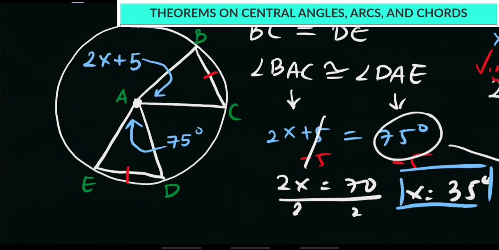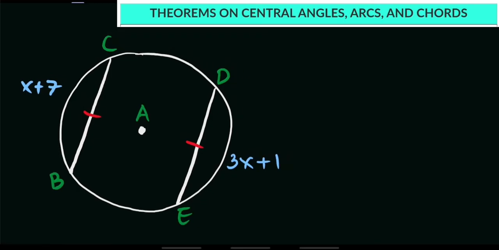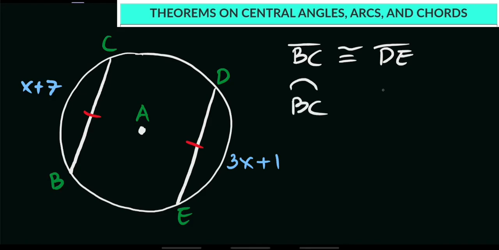Okay, next, let's try to answer this given figure. For this figure, we have congruent chords. We have line segment BC that is congruent to DE. Again, the rest will follow: the central angles are congruent and their chords are congruent. So for this given figure, we have arc BC and arc DE. So let's equate their given measurements and solve for the value of x.